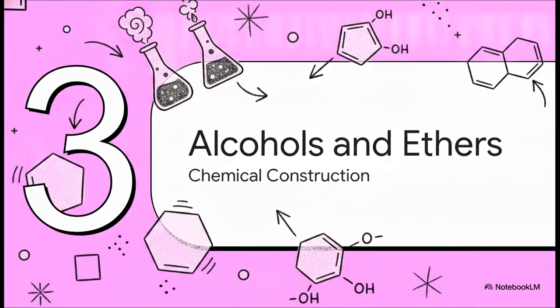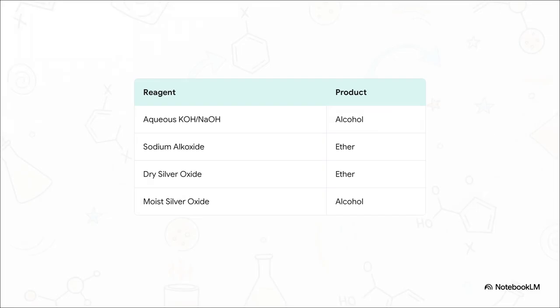Section 3. Building alcohols and ethers. Now that we actually know the mechanism, let's open up the builder's toolkit. By simply swapping out which nucleophile we use to attack the haloalkane, we can confidently build entirely new, useful classes of compounds. Comparing these reagents reveals just an incredibly systematic process. If we treat our haloalkane with an aqueous solution of potassium hydroxide or sodium hydroxide, that's aqueous KOH or NaOH, the product is an alcohol.